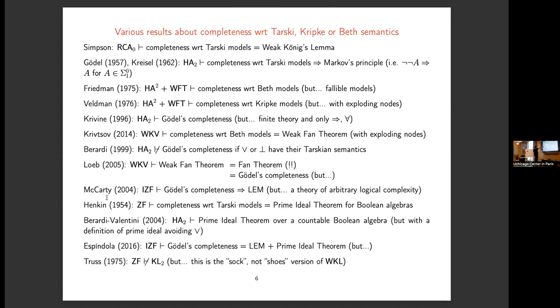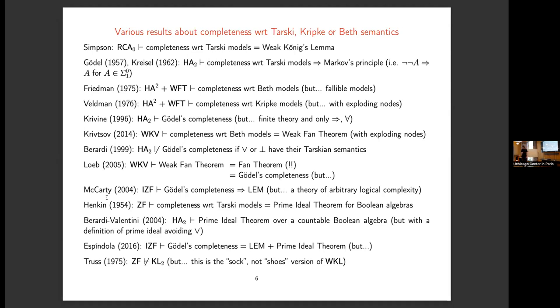I will skip to this line, Berardi. So this was studied a bit after. And Berardi and Valentini at some time established something which refined somehow what Kreisel did, that any proof of Gödel's completeness with respect to Tarski semantics with either disjunction or the standard interpretation of false, and disjunction with the standard interpretation of disjunction also, is necessarily not constructive, not provable in pure intuitionistic logic.